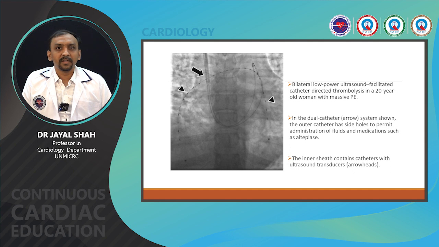So you can see here, bilateral low power ultrasound facilitated catheter directed thrombolysis is done in the case of massive PE. So in the dual catheter, the outer catheter has side holes to permit the administration of fluids and medications such as alteplase, while the inner sheath contains catheters with ultrasound transducers, which you can see directly in both the right and left pulmonary arteries.